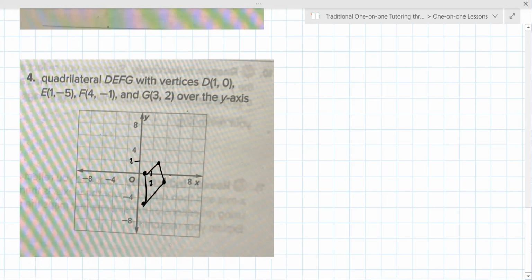Let me label it here. So this is E, F, we got D, and then G. Okay, so we're graphing it. We're doing it now over the y-axis. So that's this one here.